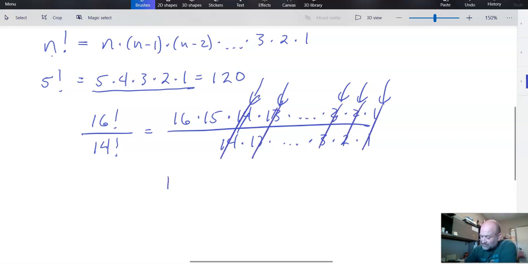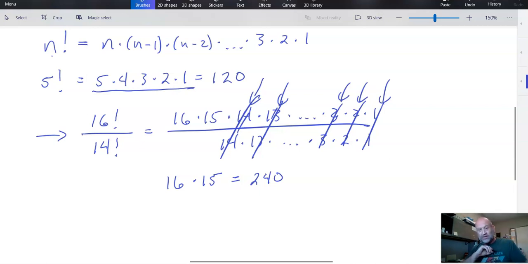And this ends up being 16 times 15. And 15 squared is 225, so all I have to do is add one more 25 in there, so that makes it 240. Yeah, that works out good. Okay, so this looks nasty. It looks like it's going to be a problem, but because of what factorials are, you can actually cancel much of this out.